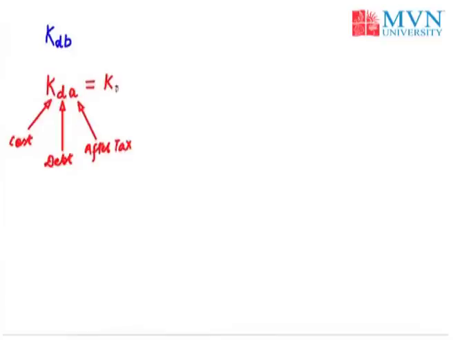The after tax cost of debt may be calculated by using the formula of cost of debt before tax. We are denoting cost of debt after tax as KDA, where K stands for cost, D stands for debt, and A stands for after tax debt calculation. So the after tax cost of debt can be written as KDB, that is before tax cost of debt, multiplied by 1 minus T, and here T stands for rate of tax.